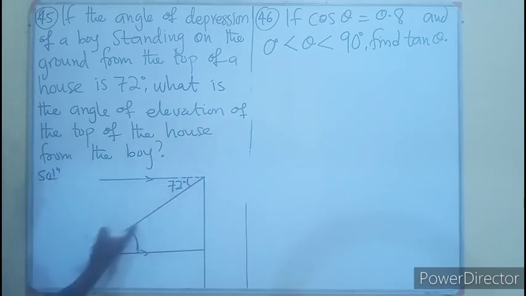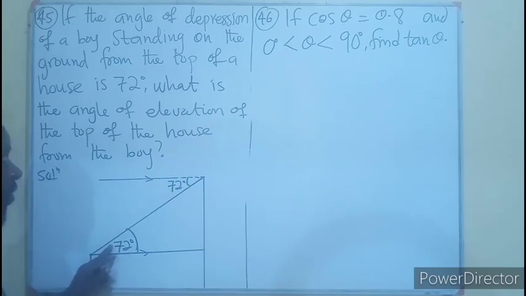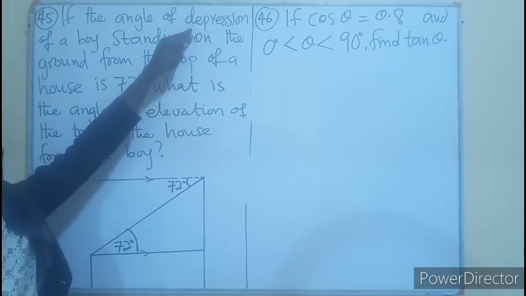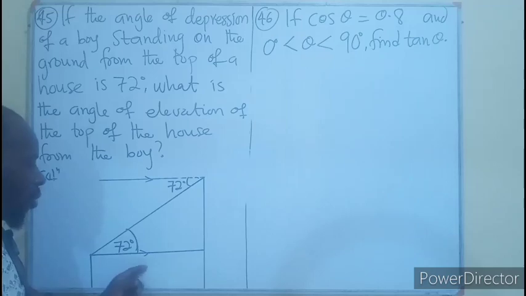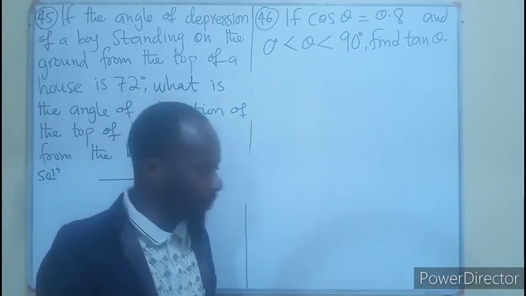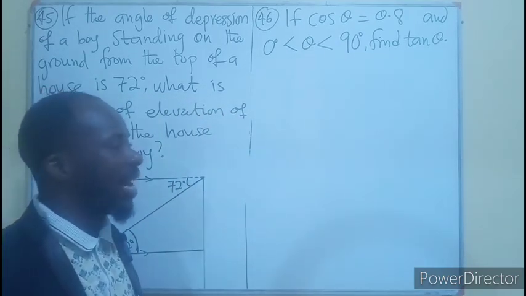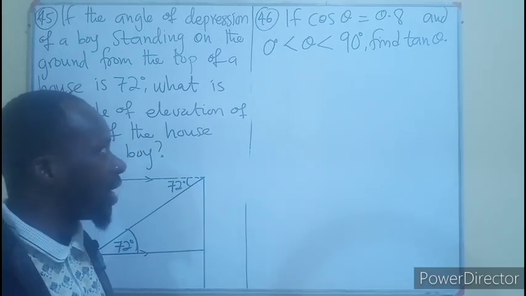Since this line is a transversal for these parallel lines, the angle here will also be what? 72 degrees. So 72 degrees is the angle of elevation, 72 degrees is the angle of what? Depression. And the answer on the options will be option C, 72 degrees. No calculation needed.